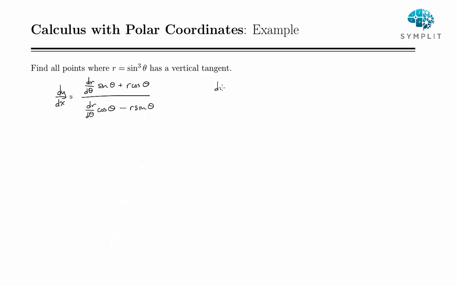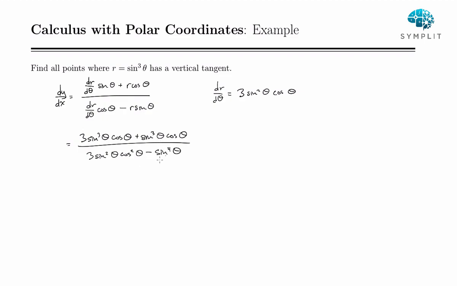So here, let's find dr/dθ. dr/dθ is the derivative of this. That's 3 sine squared of θ times the derivative of sine, which is cosine of θ. So if we plug that in here, we get 3 sine cubed θ cosine θ plus sine cubed θ cosine θ over, and then down here we get 3 sine squared θ cosine squared θ minus sine to the fourth of θ.